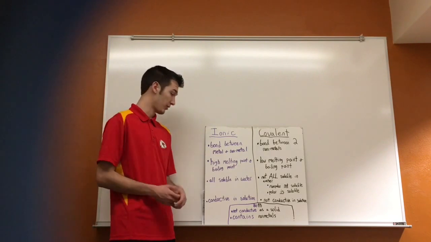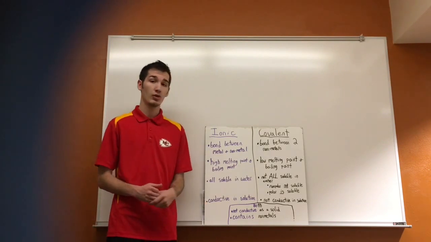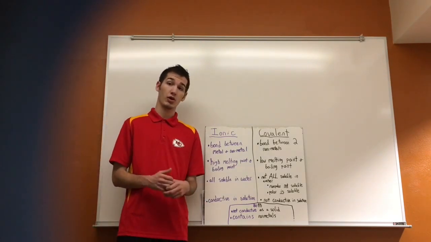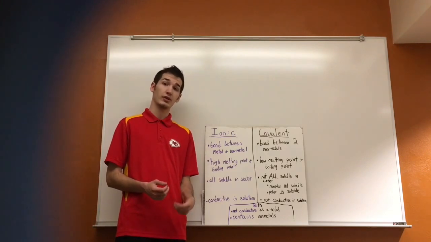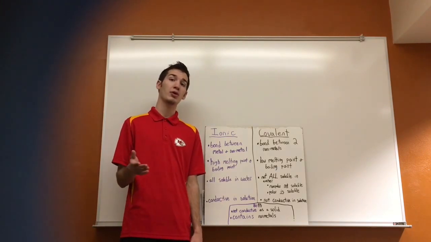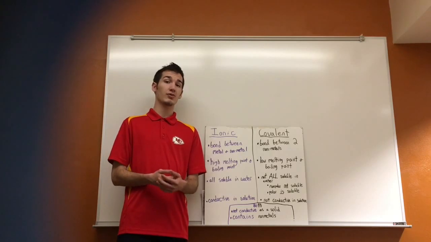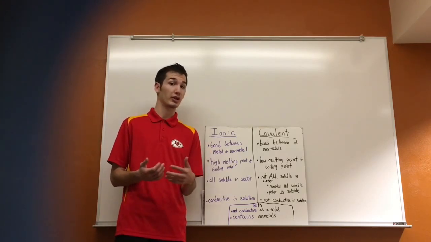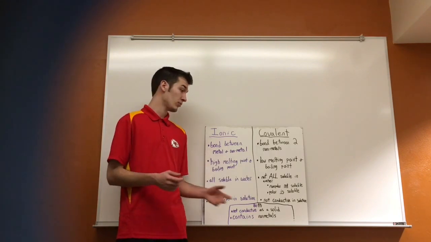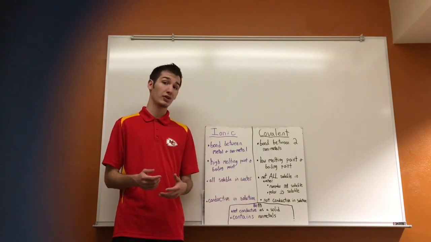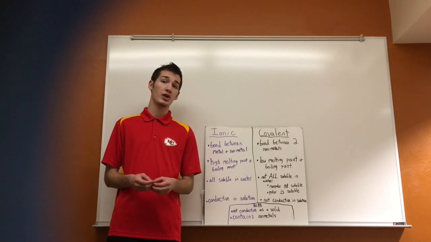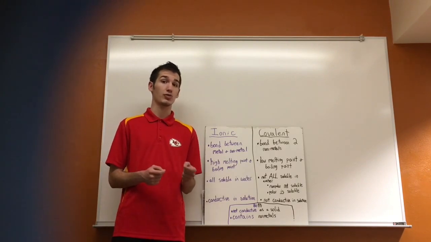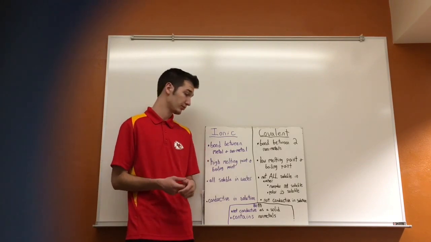The next big difference, ionic compounds, when you drop them in a solution and dissolve them, they're going to be conductive. And you guys have already kind of seen this in your lab, but when we say conductive, we mean it will conduct electricity and let electricity move through it. Covalent bonds and covalent compounds, when they dissolve in water, are not going to let electricity move through them. They're not going to be conductive.